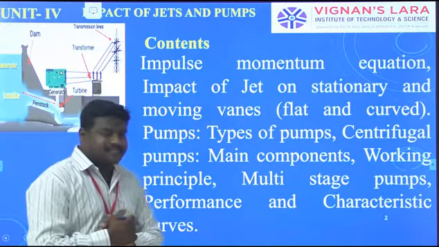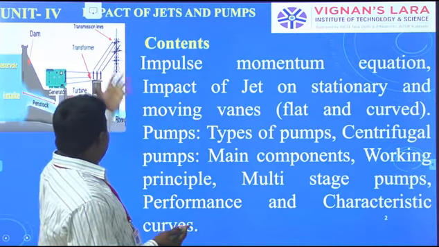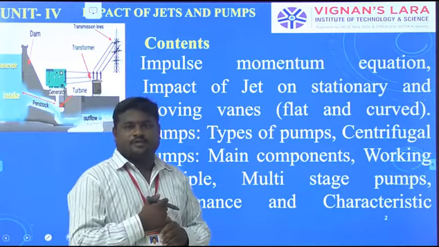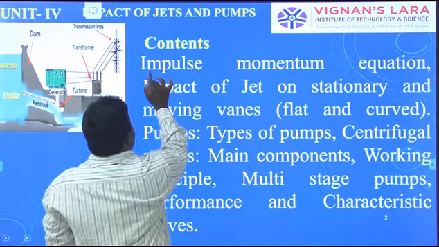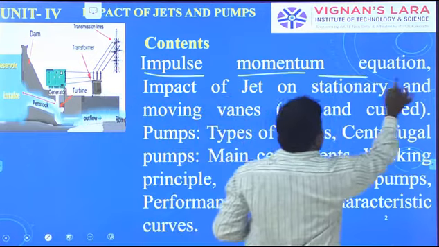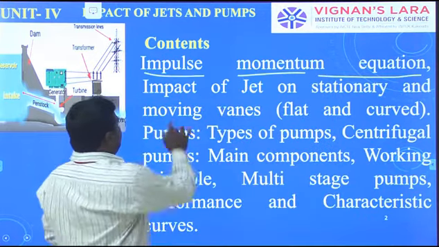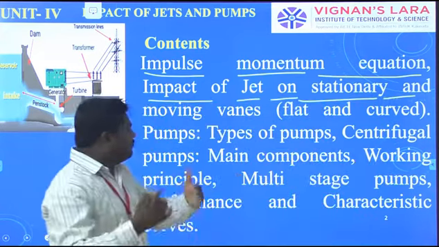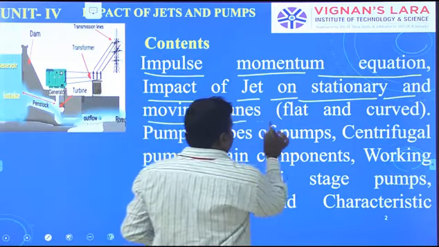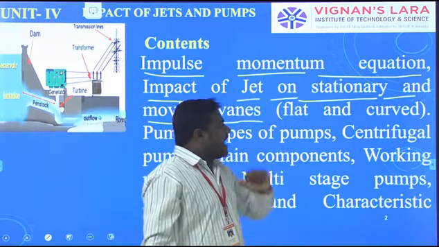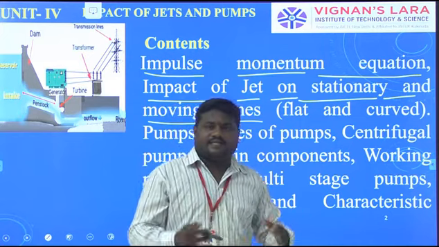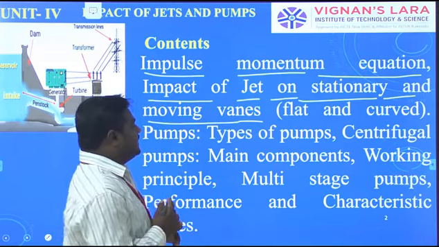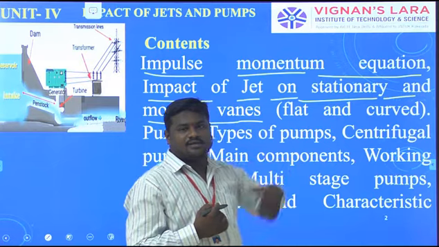See the syllabus of the 4th unit. This is the impulse momentum equation. So we see here the impulse momentum equations, and the impact of jet on stationary and moving vanes. Stationary means flat and curved, so both are there in the stationary as well as the moving vanes, that is flat and curved.